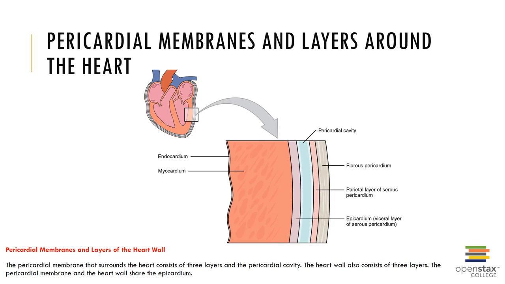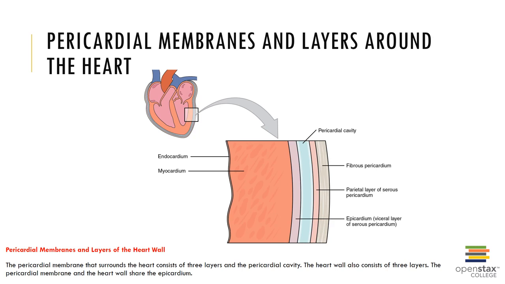Between the parietal and visceral layers of the serous pericardium is a space called the pericardial cavity, and it contains pericardial fluid. During each beat, the heart changes size and shape. The pericardial cavity permits these changes, and the slippery pericardial lining prevents friction between the heart and the adjacent structures.